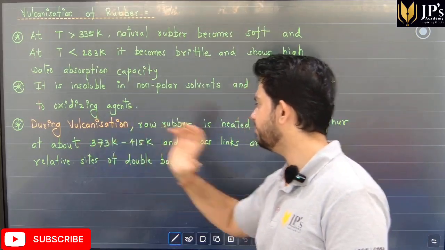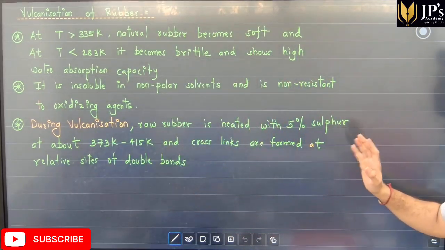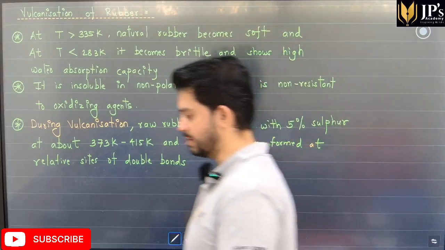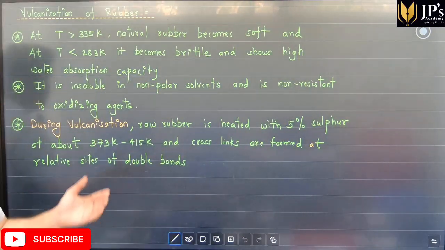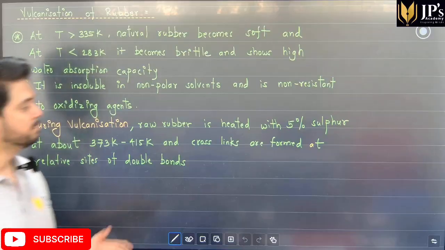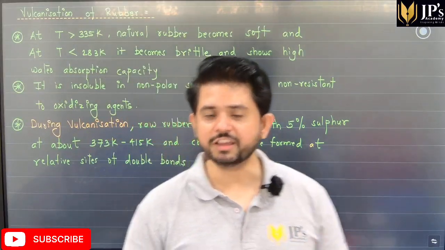What we do during vulcanization is natural raw rubber is heated with 5% of sulfur at about 373 to 415 Kelvin, and cross links are formed at reactive sites of the double bond. Students, we have mentioned that we use 5% of sulfur.